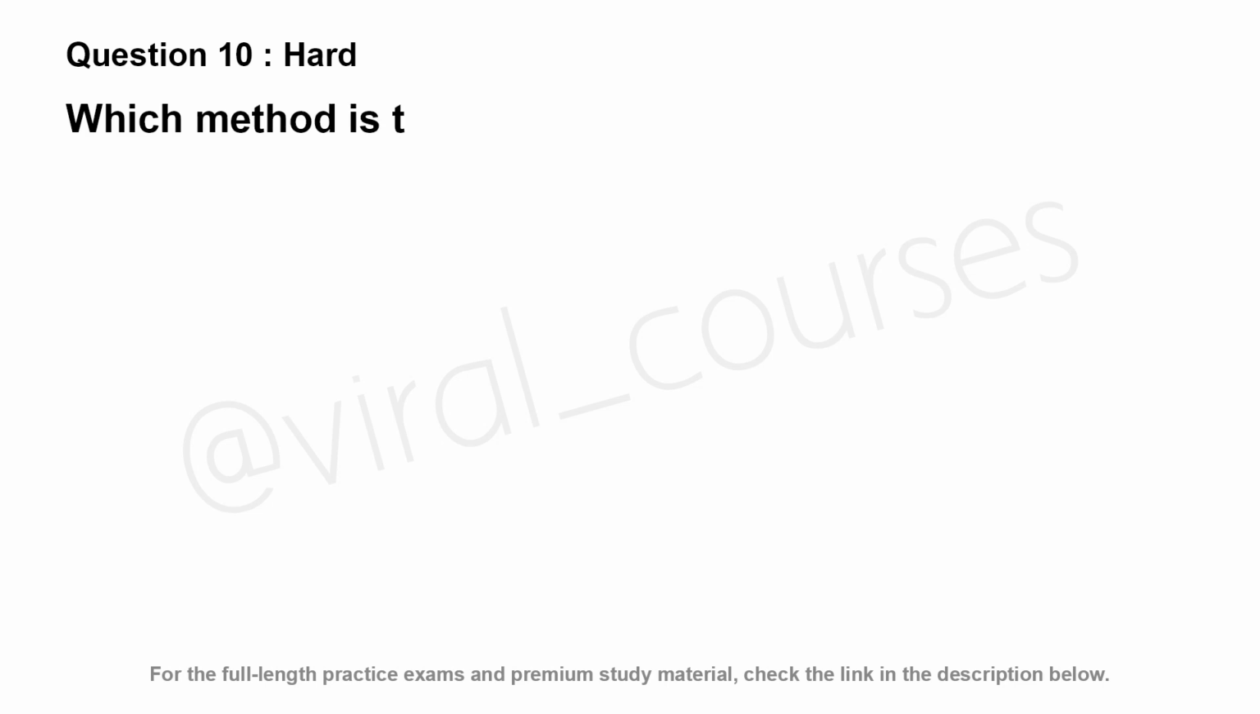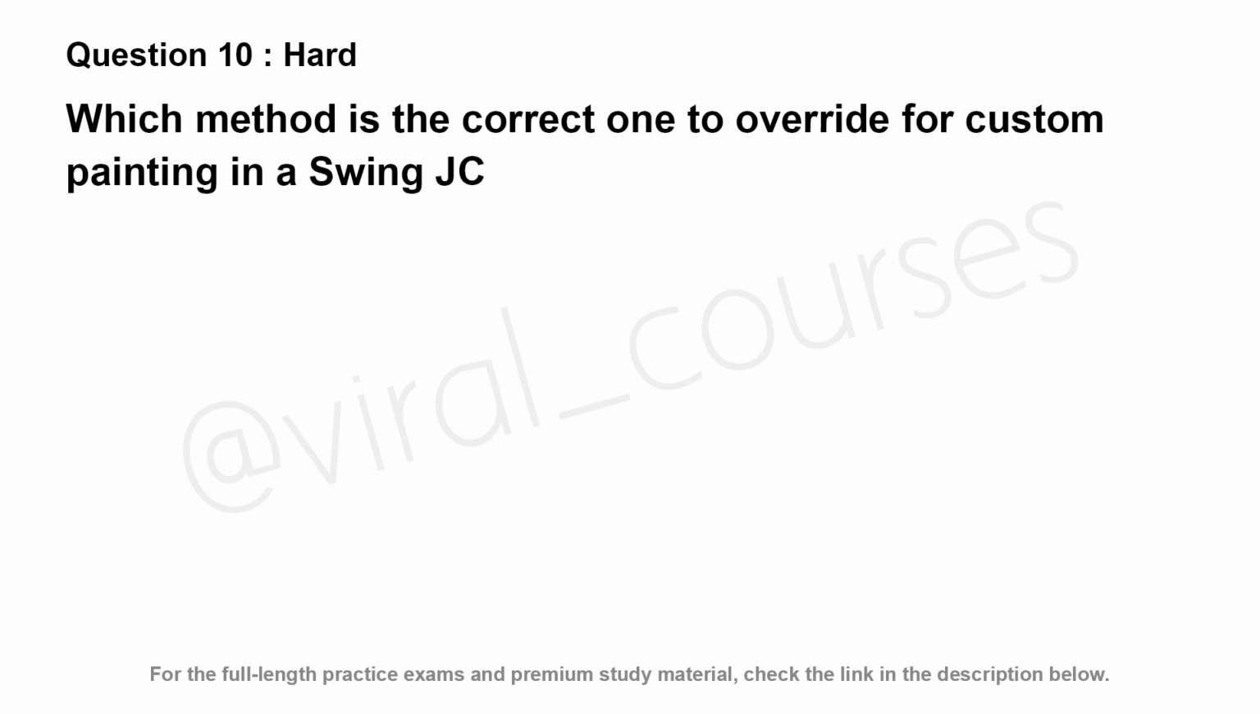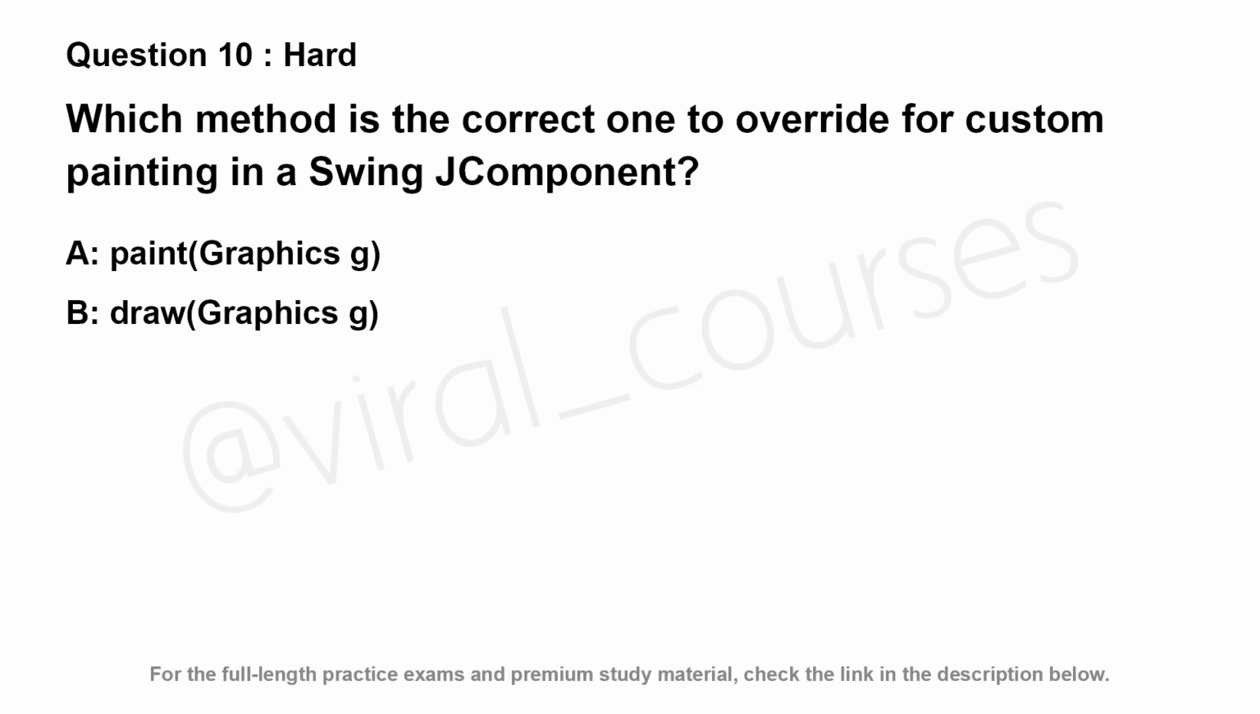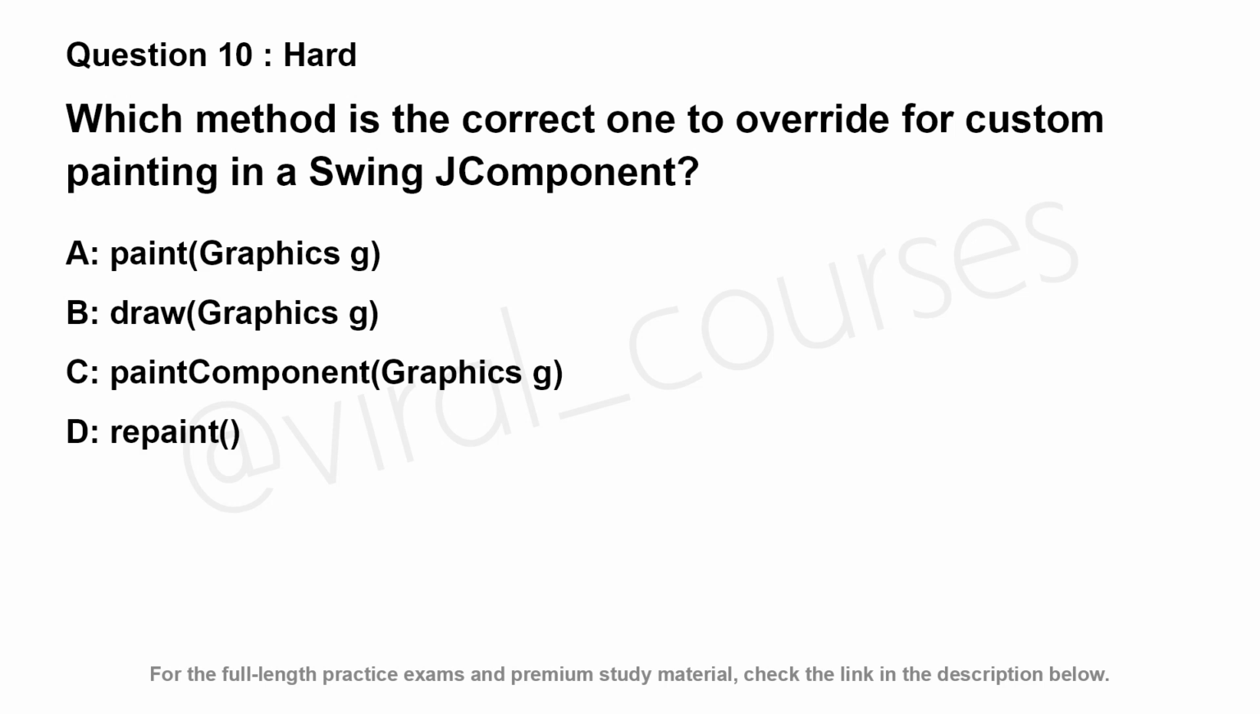Which method is the correct one to override for custom painting in a Swing JComponent? Option A, paint(Graphics g). Option B, draw(Graphics g). Option C, paintComponent(Graphics g). Option D, repaint.